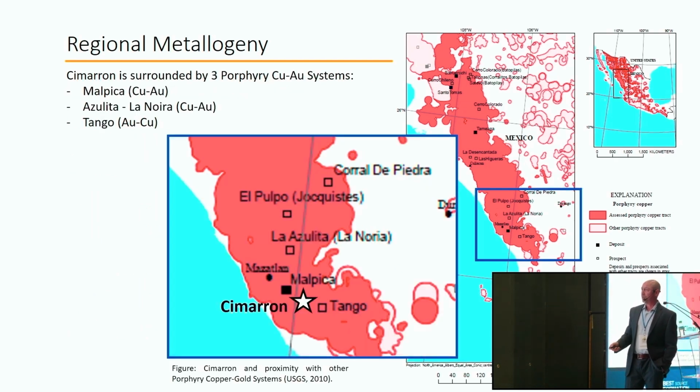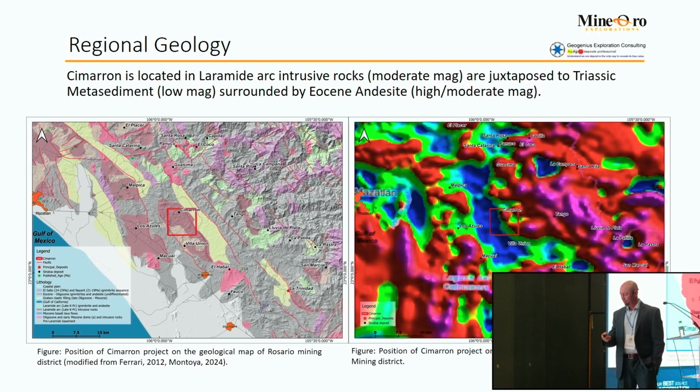Okay, so just zoom on Cimarron. Cimarron is located between Malpica and Tango, and they are copper-gold, gold-copper porphyry. And there's an alignment with Mazatlan. So do we have porphyry in Mazatlan? I don't know. And we don't care.